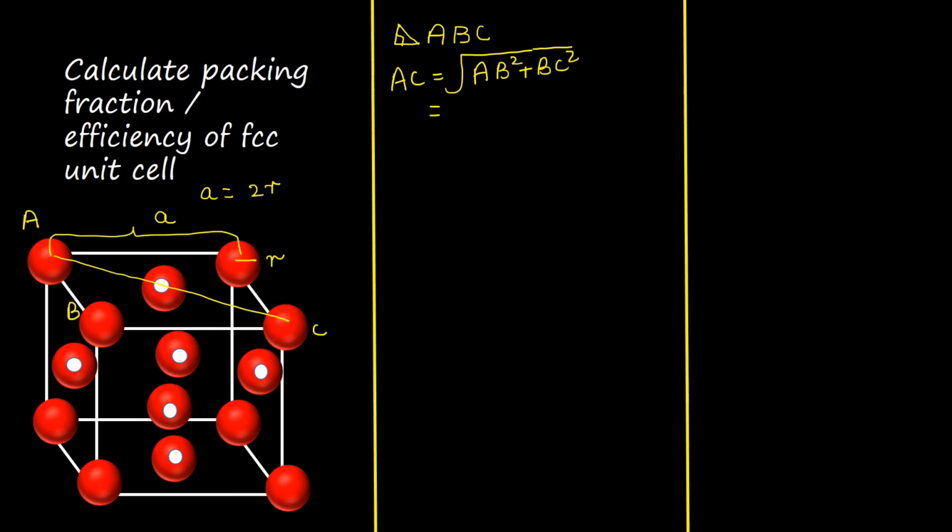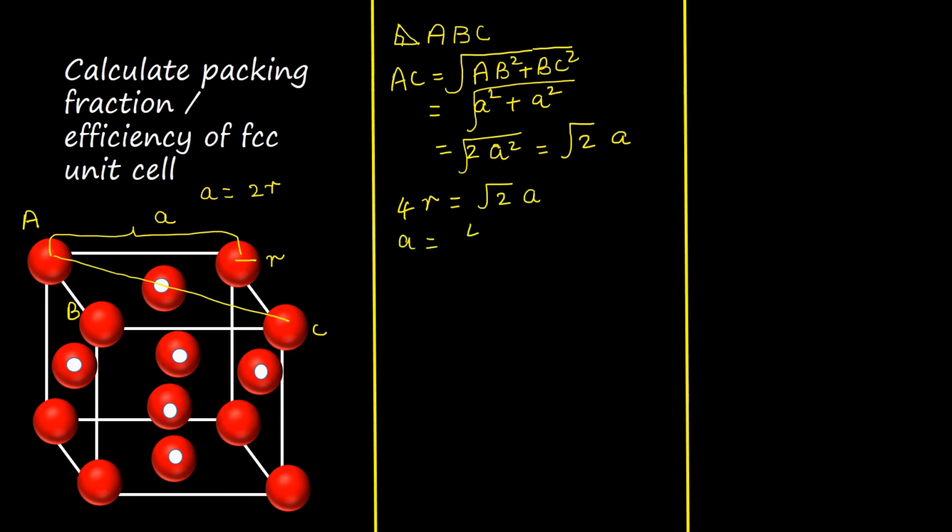AB and BC are all edge lengths. So root of A square plus A square equals root 2A square, equal to root 2A. But AC is equal to 4R, the radius of the two corner particles and the diameter of the face-centered particle. So 4R is equal to root 2A. From this, A is equal to 4R by root 2.